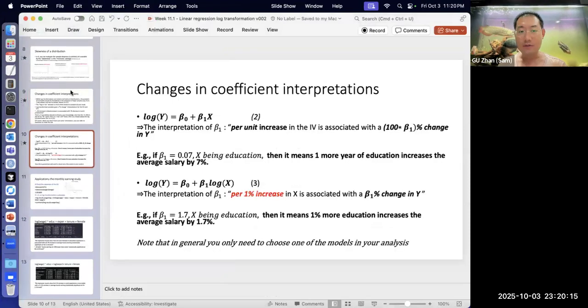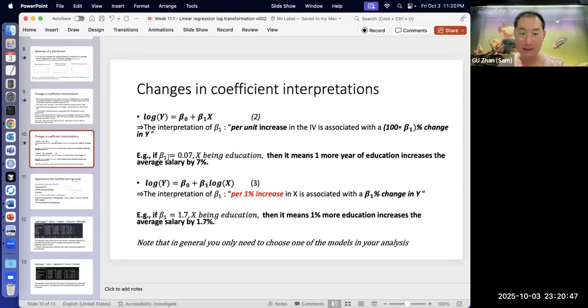After we apply the log transformation to a dependent variable, y, log of y, what is the impact? What is the relationship between x and y? The relationship for beta 1 is interpreted as per unit increase in the independent variable x being associated with 100 times beta 1 percentage change in y.